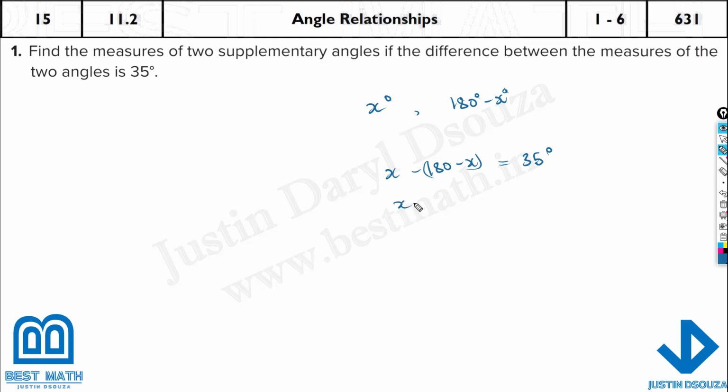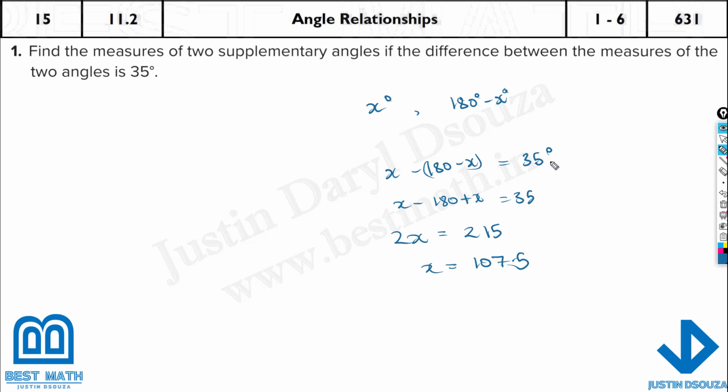Let me do it over here. x minus 180, and minus and minus will be plus x, is equal to 35. When we take it to the other side, it's going to be positive. So x and x is 2x, is equal to 180 plus 35. It's going to be 215, isn't it? Yes. Now 215 divided by 2 is 107.5. So 107.5 is x.